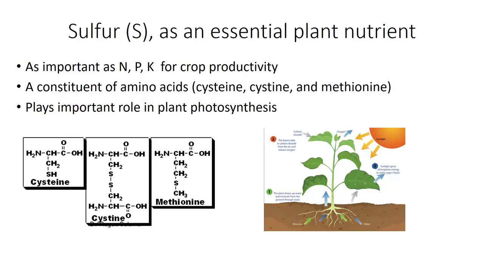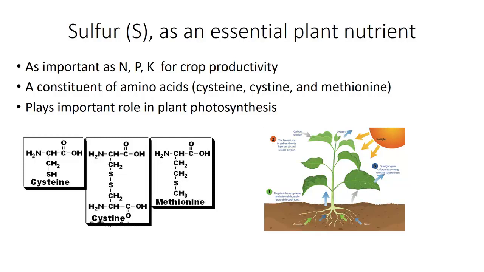Sulfur is an essential plant nutrient, just like nitrogen, phosphorus, or potassium. Sulfur is as important, and it's needed in relatively high quantity. Sulfur is a major constituent of some amino acids, such as cysteine and methionine. So when sulfur is low in the crop, the levels of these amino acids are also low, and that will inhibit the synthesis of certain proteins and may affect the quality of the crop.